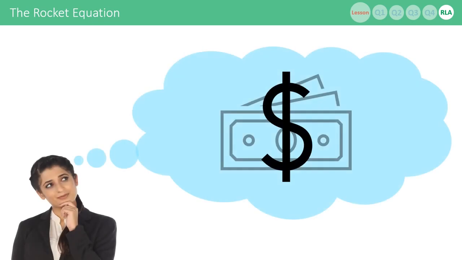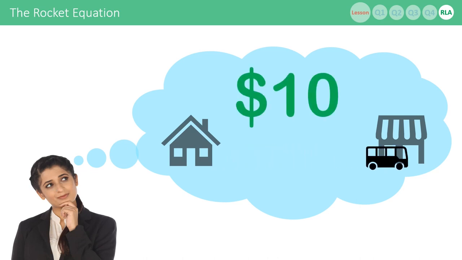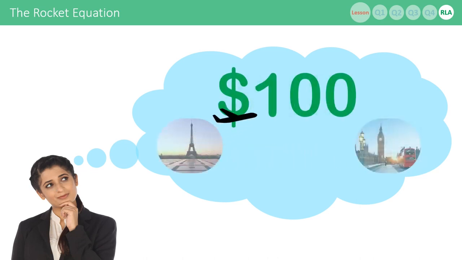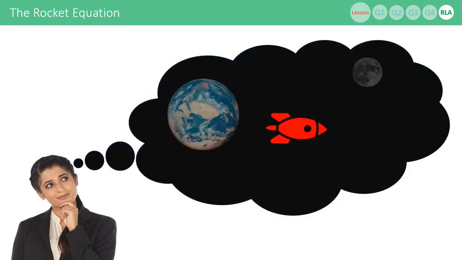How much does it cost to get from one place to another? Well, to get a bus to the shop, you might need $10. To get a short flight to another city, you might need $100. And to fly across the world, you might need $500. But what about a trip into space?